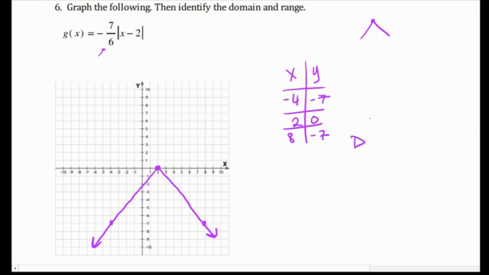Now, the domain for any absolute value function is just negative infinity to positive infinity. Our range, however, in this one goes from negative infinity, because we see that it goes on forever downwards, negative infinity all the way up to 0, and it actually hits that point, so we give it a hard bracket.